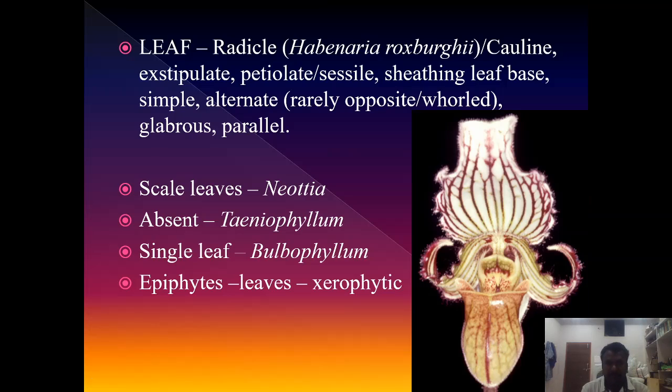The leaf. Radical leaves are present in Habenaria, Habenaria roxburghii and Calanthe are very common. They are exstipulate, petiolate or sessile. Leaf sheaths are common in this family. All the leaves are simple, alternate, rarely opposite or whorled. All the leaves are glabrous and they have parallel venation.